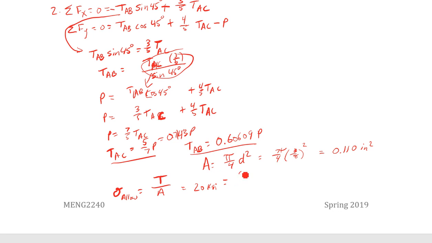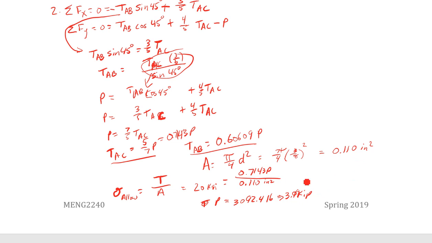I'll do both of them here. 0.714143 P is our tension over our area, 0.110 inches squared. So I get 2.2 on this side divided by 0.714. So P equals 3,092.4 pounds, or it goes to 3.1 kip. Let me call it 3.09 to 3 significant figures.